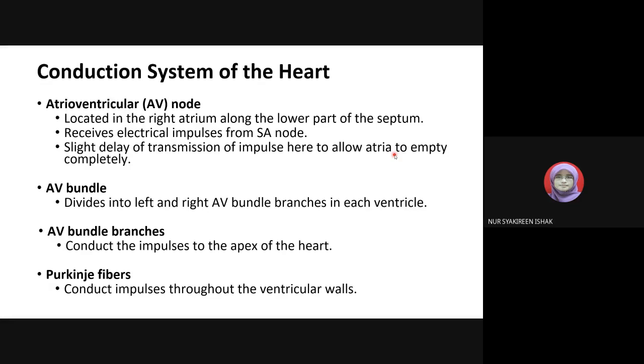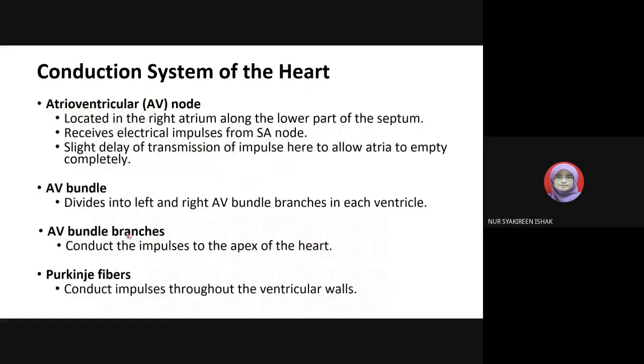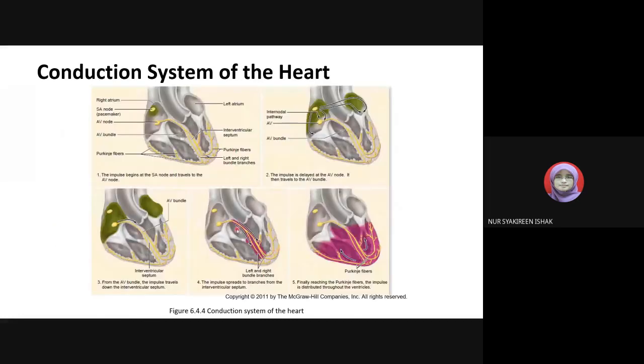Okay, so the AV bundle tu along the septum lah, kan? So the AV bundle divides into the left and right AV bundle branches, to each ventricle. So this is the AV bundle. Okay, so dia akan branch into left and right branches. Before it enters into each ventricle, the AV bundle branches conduct the impulses to the apex of the heart. Dia akan pergi kepada hujung. Hujung jantung ni kita namakan dia sebagai apex of the heart.